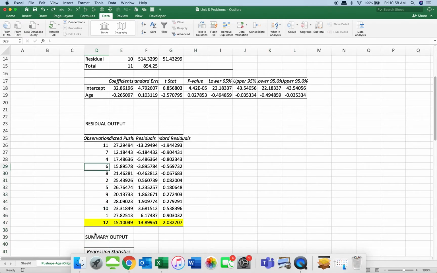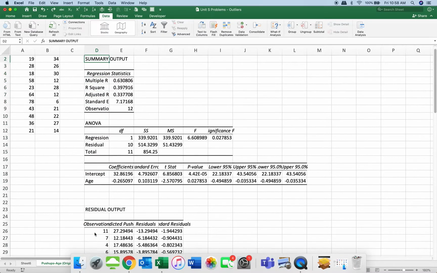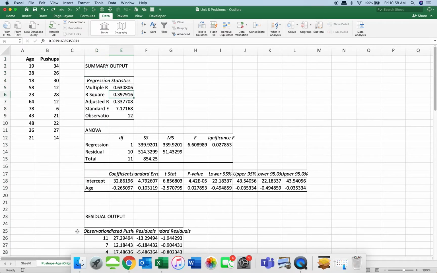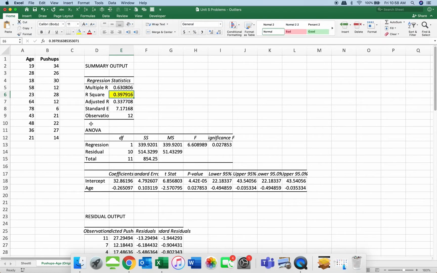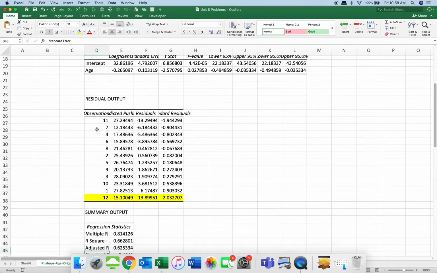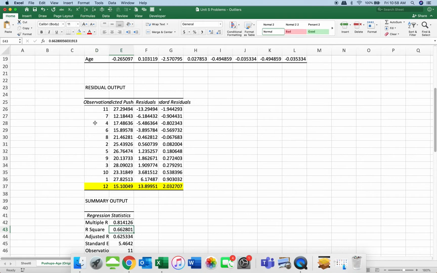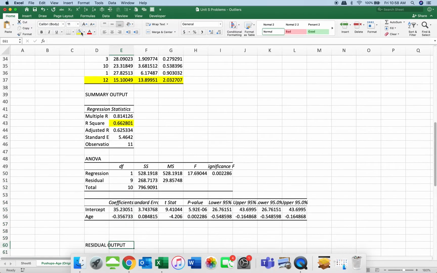Now, what I want you to notice is that the R-squared value was 40%. By getting rid of one observation, look what happens. R-squared value jumps up to 66%. Just by getting rid of one observation. Now, I recognize that there's only 12 observations in this whole data set. And when you're talking about, say, 200 observations, there'll be a smaller marginal impact of getting rid of one particular observation. But now, let's continue on here.